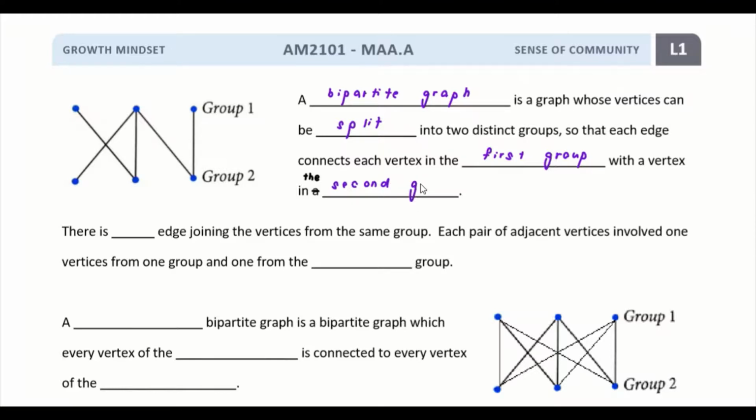If we explain it in other words, there is no edge joining vertices from the same group. So you wouldn't be able to see something like this. If you see something like this, then the vertices cannot be split into two distinct groups, because now you have an edge connecting two vertices in the same group. Am I right? So each pair of adjacent vertices must involve one vertex from one group and the other vertex from the other group. Okay, so that's the idea of bipartite.